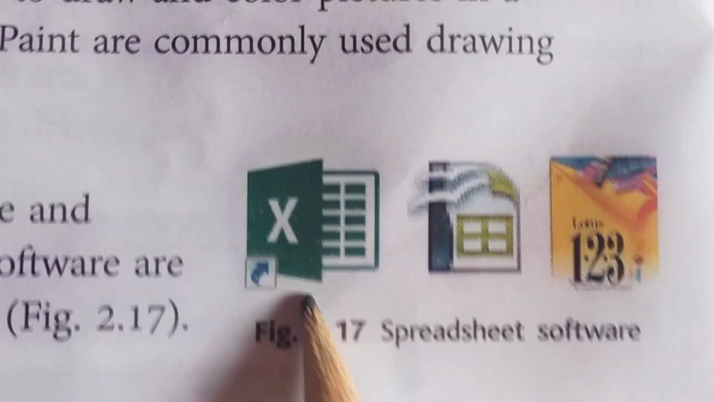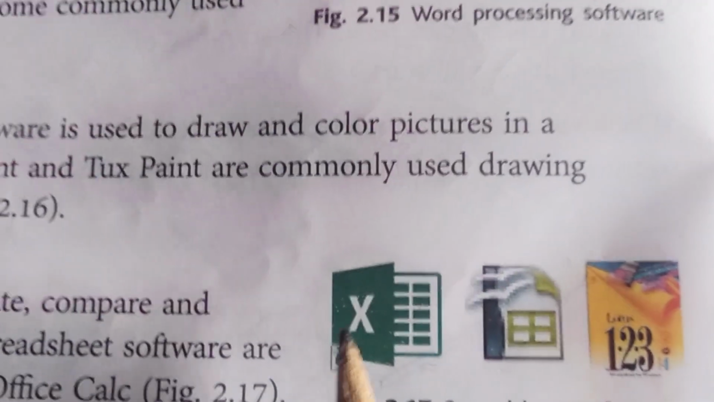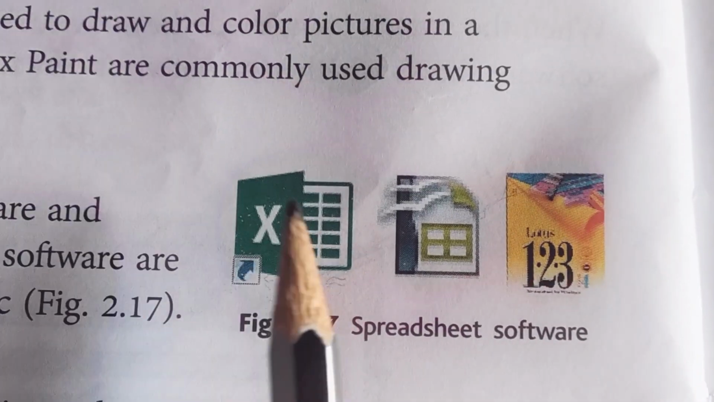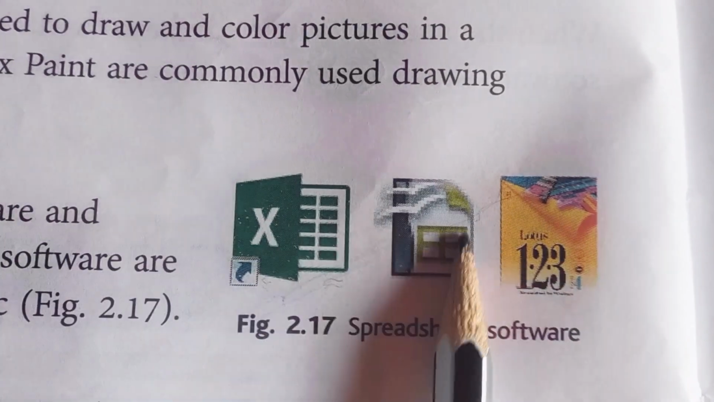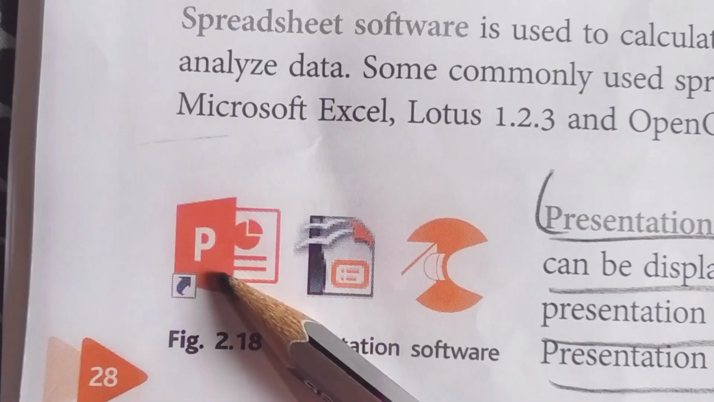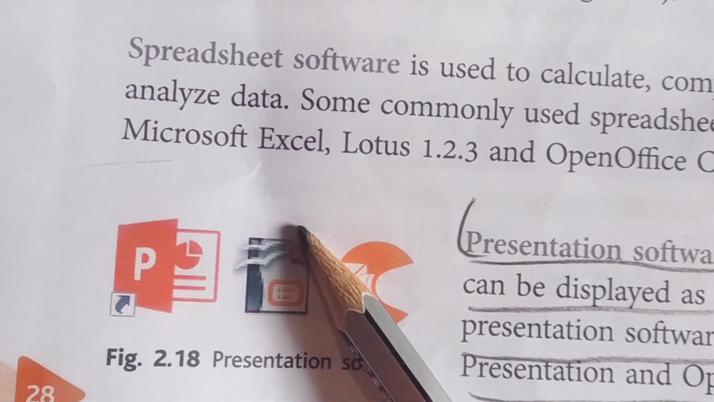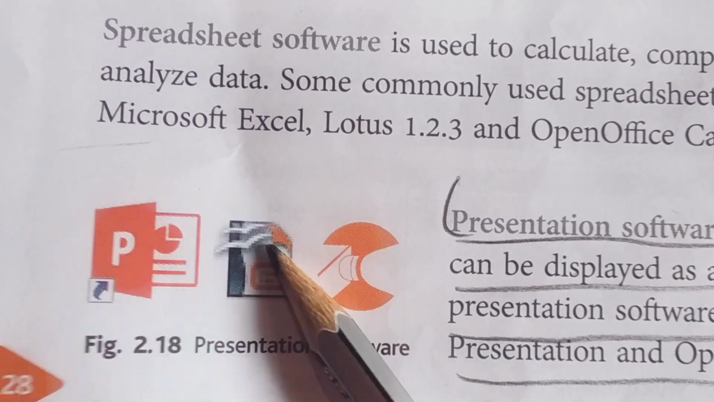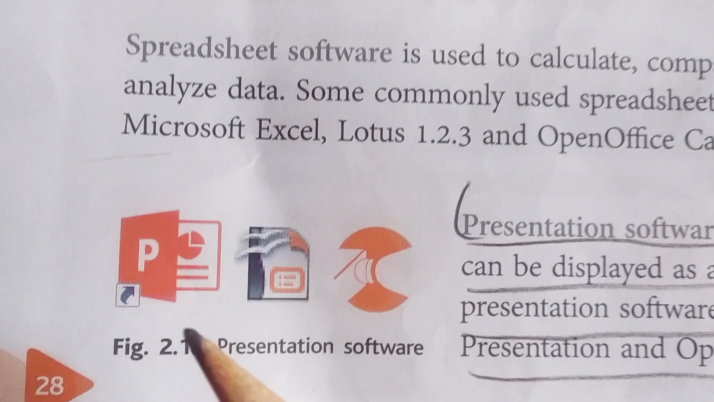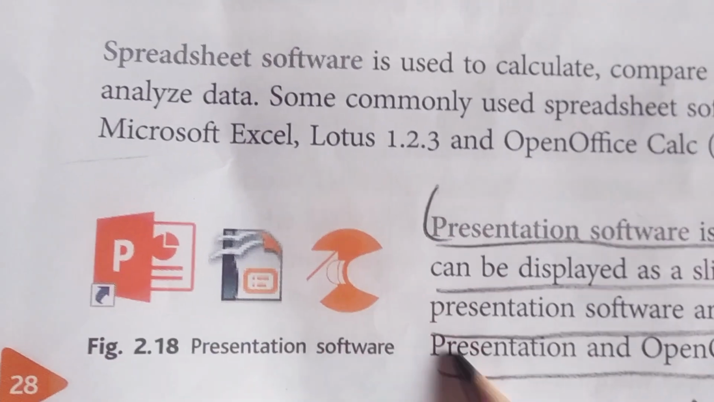For spreadsheet software, you can use MS Excel. You have already seen MS Excel, children. Here you can calculate, compare and analyze data. Open Office Calc and Lotus are also used as spreadsheet software. At the end, there is presentation software. With PowerPoint you can make presentations and display them as a slideshow. Some commonly used presentation software are MS PowerPoint, Corel Presentation and Open Office Impress.